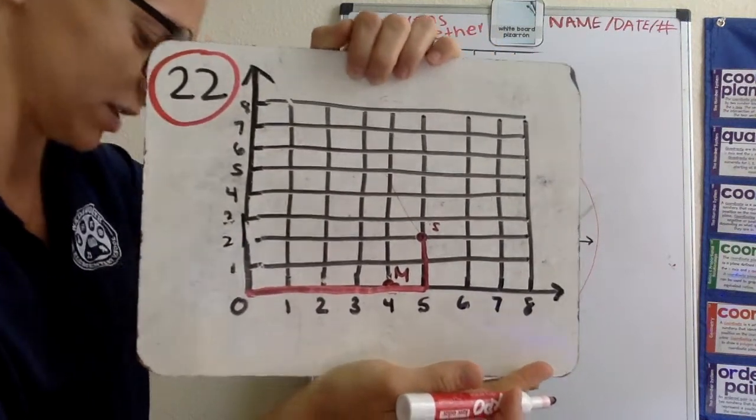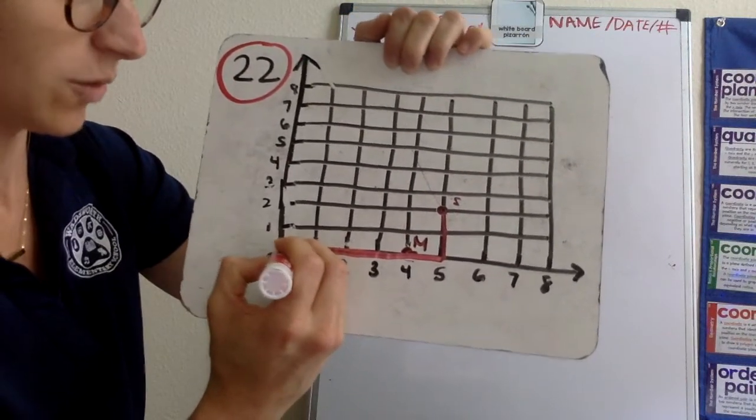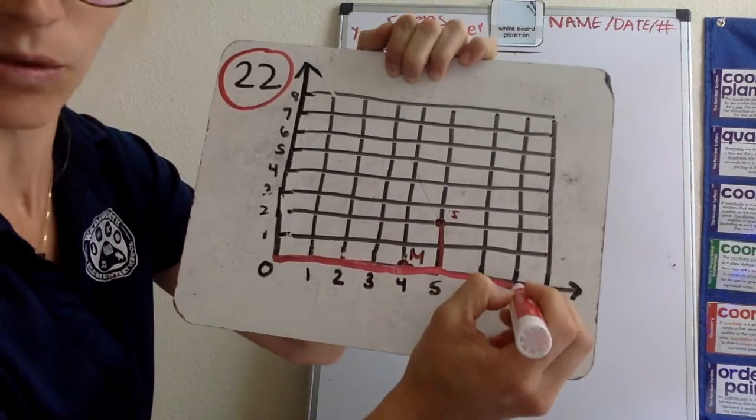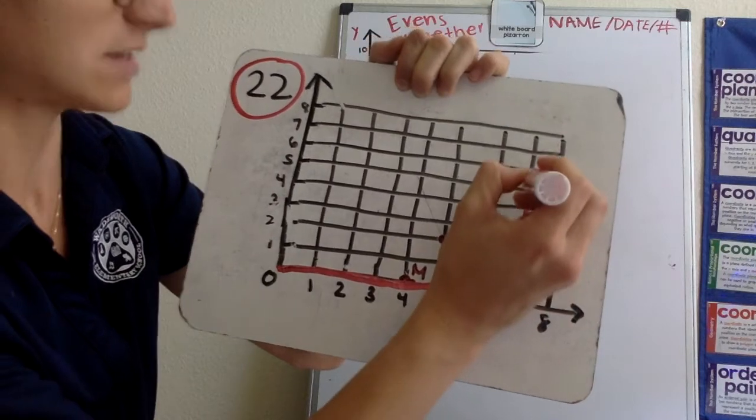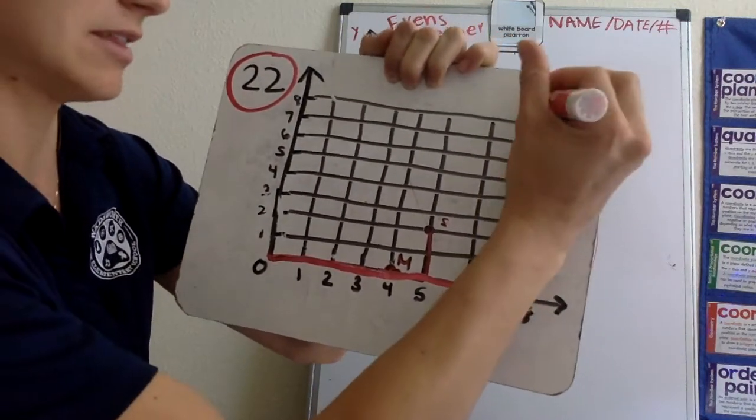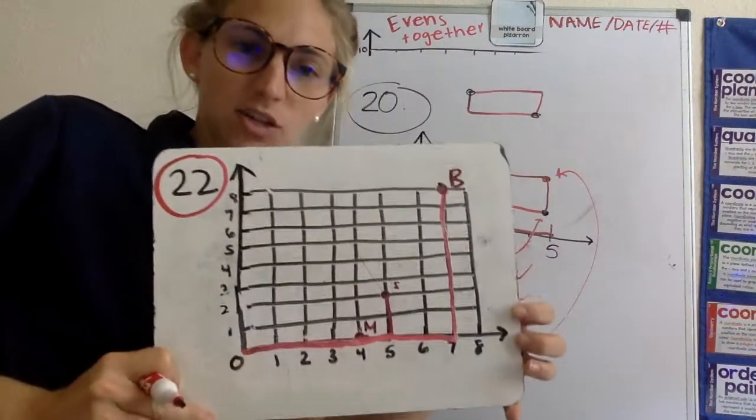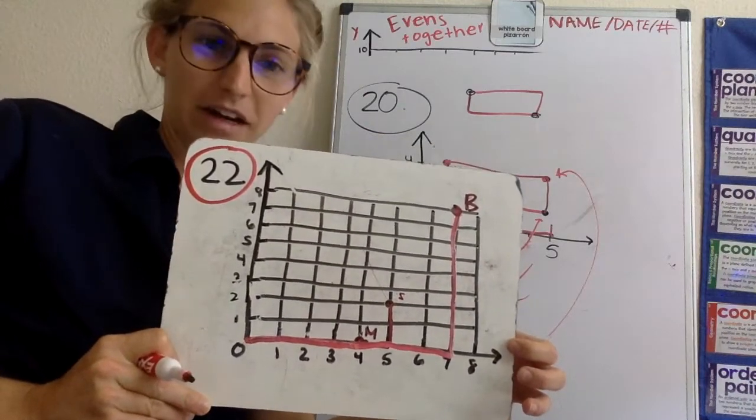Last but not least, he goes to the bookstore, which is 7, 8. We're going to start at the OG. We're going to crawl 7. 1, 2, 3, 4, 5, 6, 7. And now we're going to stand up 8. 1, 2, 3, 4, 5, 6, 7, 8. Right at the very top. And that's going to be B, the bookstore. So at the very end, if your graph looks something like this and you have your 3 ordered pairs exactly where they should be, you got it correct.